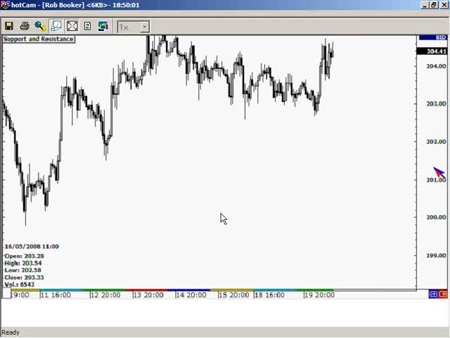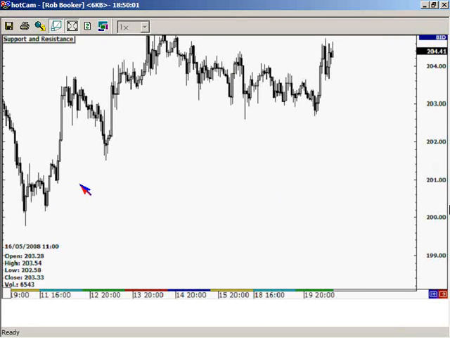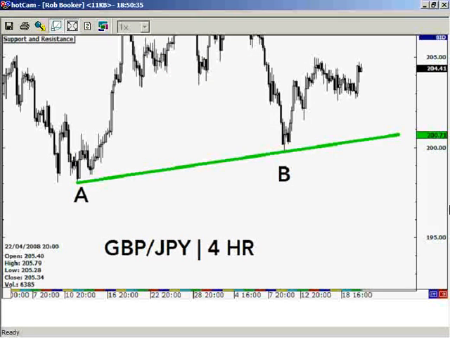This is the pound yen 4 hour chart. I'm going to draw a trend line from point A to point B and extend it out to the right so it captures everything. I'm going to color it green. I didn't extend it out to the right, so I'm going to do that correctly. This is point A. This is point B. Pretty obvious, pretty easy to see, a major V formation.